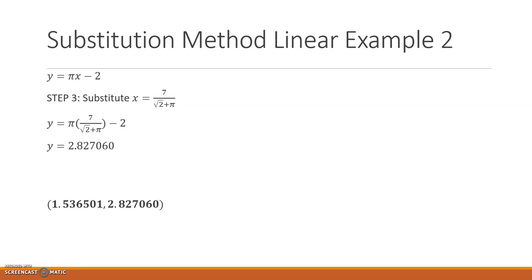So when we write our x and our y as decimals, we find our one solution with an x value of 1.536501 and a y value of 2.827060. So we find that when we do have those irrational coefficients, we can solve using the substitution method. Please note that we can solve, but sometimes depending on what your equation looks like, it might be easier or more efficient to use either elimination or graphing.